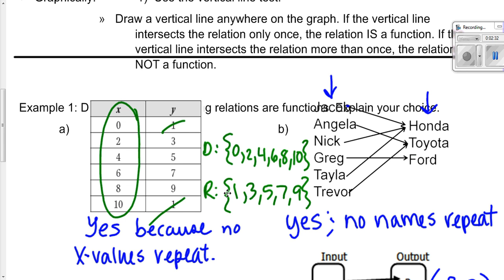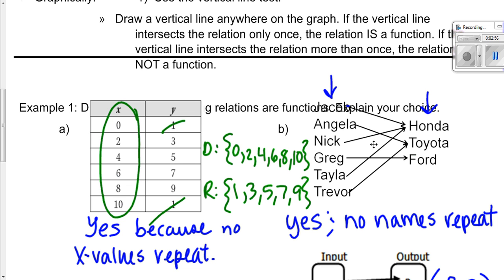Now notice I got two ones. I don't have to list one of those ones in my range values, or my output values. But it doesn't matter that the ones repeat in the y values. The y values can repeat.